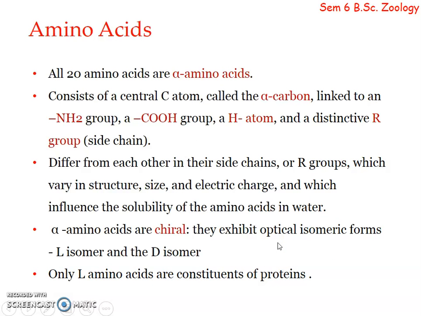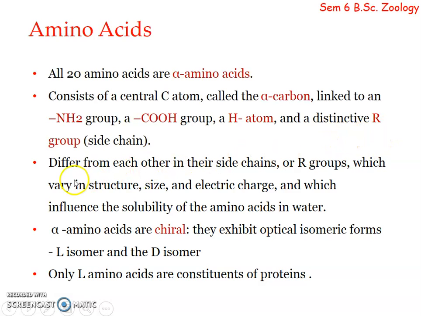Okay. Now, when we speak about amino acids, as we have already mentioned, there are 20 amino acids which take part in the formation of proteins, and they are all referred to as alpha amino acids because the amino group and the carboxyl group are attached to the carbon, and that carbon is referred to as the alpha carbon. Okay, it consists of the central carbon, which is known as the alpha carbon, and linked to the alpha carbon we have the amino group, carboxyl group, hydrogen atom, and side chain. And it is this R group or the side chain which varies from one amino acid to the other.